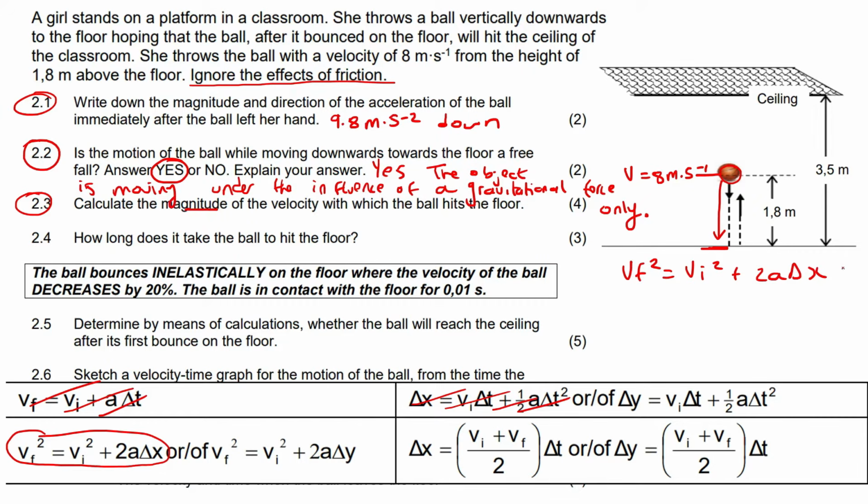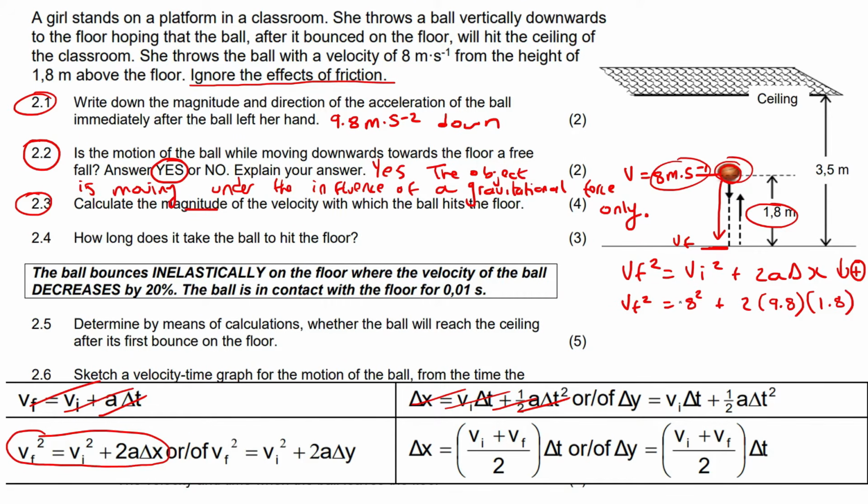Okay, and then I'm going to choose a direction. I'm going to choose down as positive. You can choose up if you want. Now, we're trying to find the final velocity, which is down here, and the initial velocity is where we start. So that's 8 meters per second squared. Now, acceleration is going to be a positive value. Why? Because we're choosing down as positive, and we know gravitational acceleration always acts down. And then this distance here is also going to be a positive 1.8.